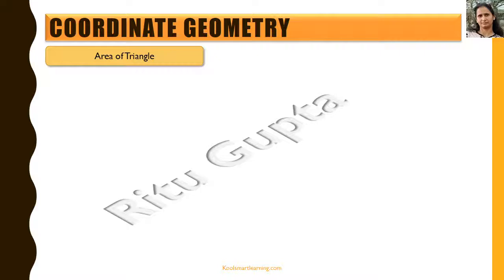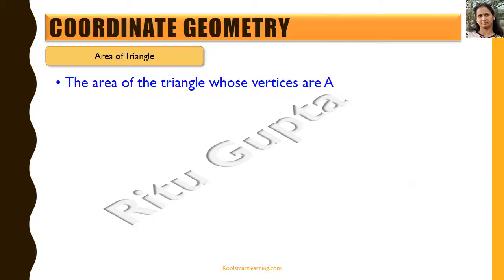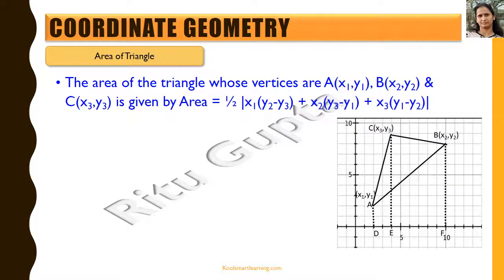So friends, now let's see how do we find out the area of a triangle whose vertices are provided to us. Now the area of this triangle with the vertices x1 y1, x2 y2 and x3 y3 is given by a formula, which we are going to see how we arrive at, and then we'll see what the formula is. Now if we take this triangle ABC drawn here and we draw the perpendiculars AD, CE and BF to the x-axis, perpendicular to the x-axis.